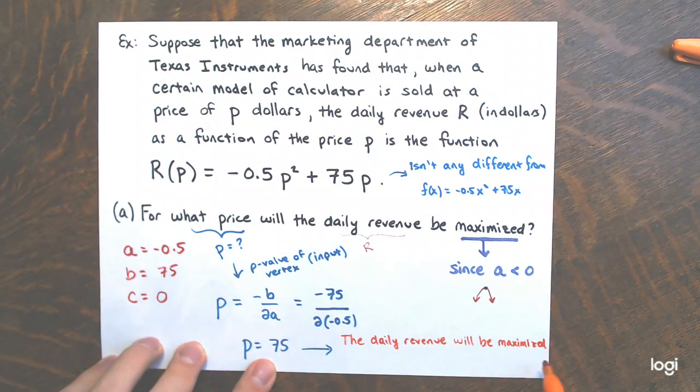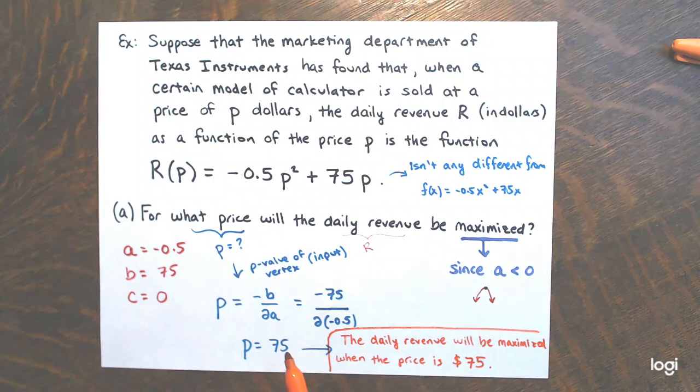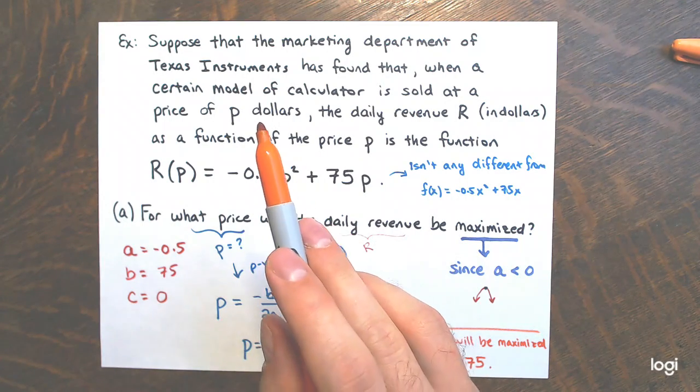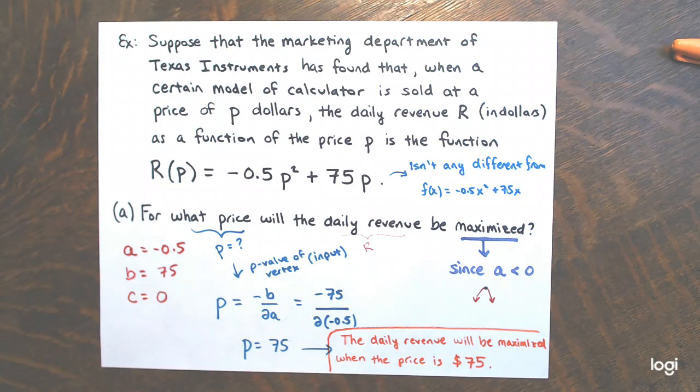Sorry, that's so tiny there. That says maximized. The daily revenue will be maximized when the price of a calculator is $75, or just say when the price is $75. So notice I threw the units on this number to give it actual meaning, right? And the price was in dollars, right? P dollars. Okay, so again, this was just like asking in those earlier examples, where does the maximum occur?